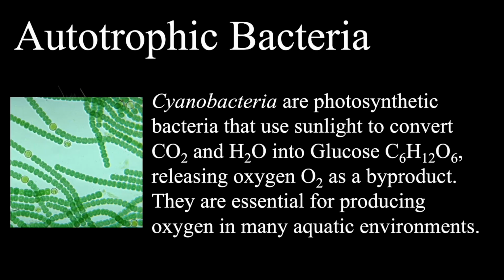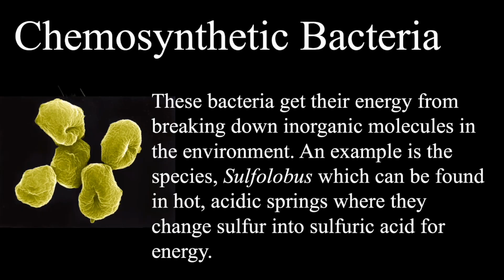Next, we have autotrophic bacteria. Autotrophs synthesize their own food from simple substances like carbon dioxide and water. For example, cyanobacteria are photosynthetic bacteria which use sunlight to convert CO2 and H2O into simple sugars like glucose, which also releases oxygen as a byproduct. These organisms are essential for producing oxygen in many aquatic environments.